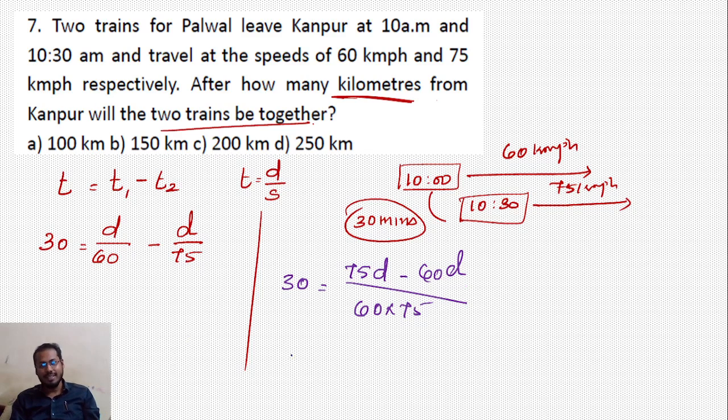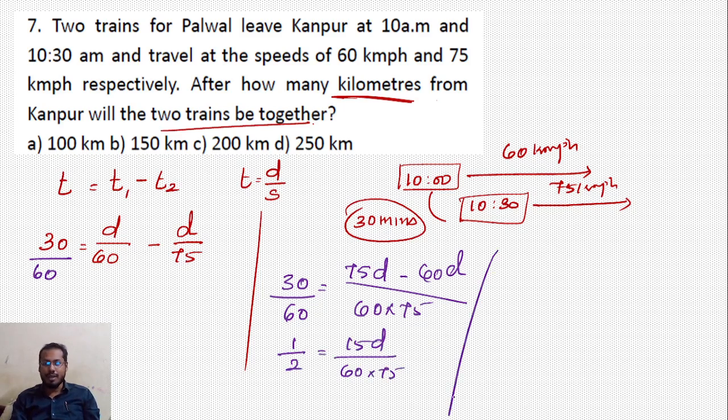Okay. Now look at this. 30 is nothing but 30 minutes. So here itself you need to write 30 divided by 60. Convert into hours, otherwise you will never get the answer. The conversion is most important. Always be cautious in that. So this is nothing but 1 by 2. That's equal to 15D over 60 into 75. So now I'm going to write like this: 60 into 75 over 2, into 15 is equal to D.